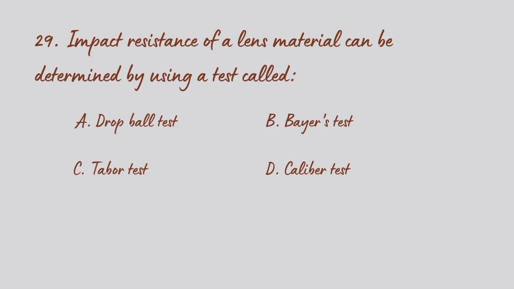Next question. Impact resistance of a lens material can be determined by using a test called option A, drop ball test, option B, Bayes test, option C, Tabor test, and option D, Caliber's test. Correct option is option A, drop ball test.